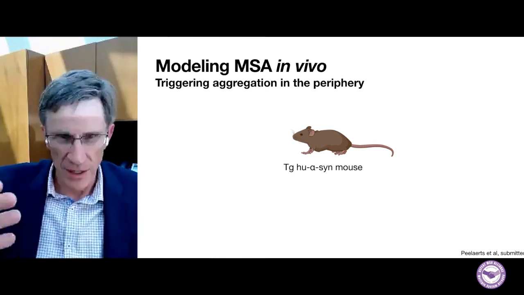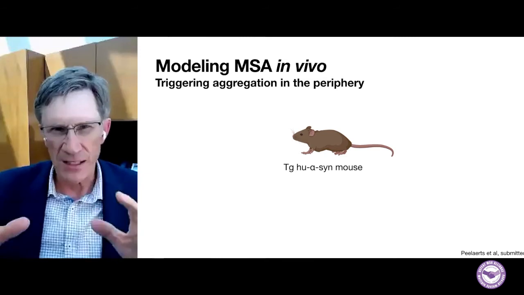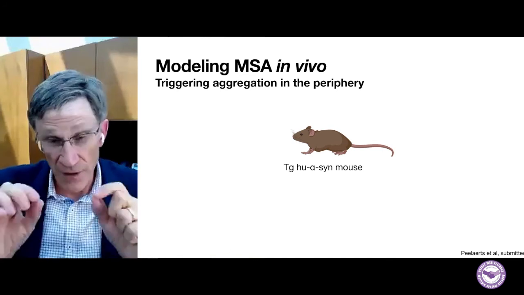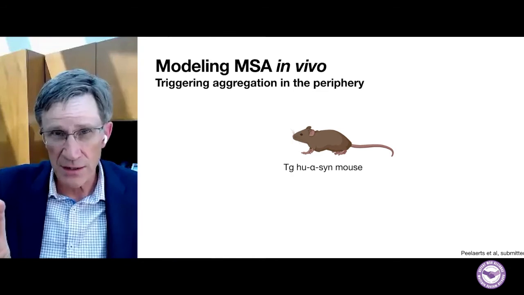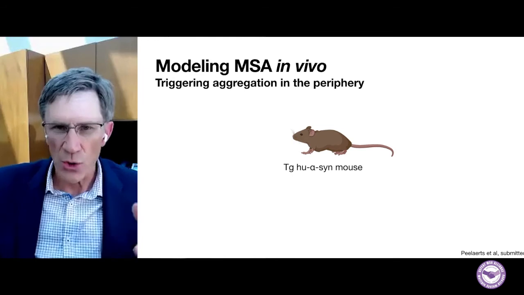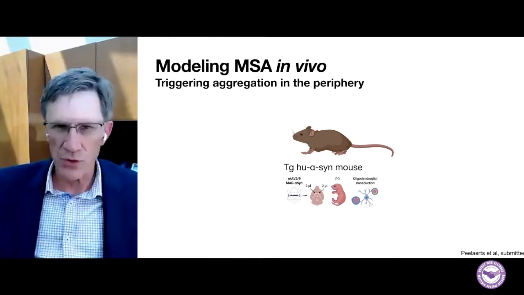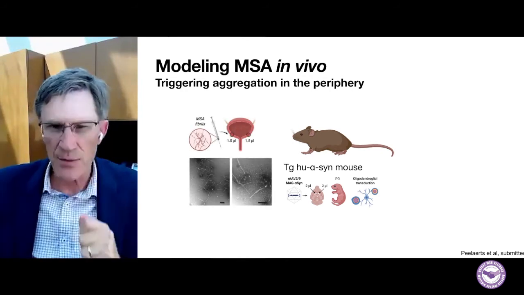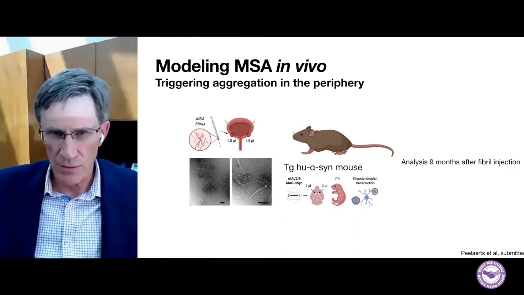And Wouter will talk about this in this conference, or has already done so, that he's generated a specific type of humanized mouse where he uses viruses to express alpha-synuclein in oligodendrocytes, which is the cell type that's most affected in MSA. So here we had the perfect model system, and here we took our fibrils that Magdalena Ivanova had made in a test tube at the University of Michigan, injected them into the bladder of these mice. We followed them for 9 months after fibril injection.